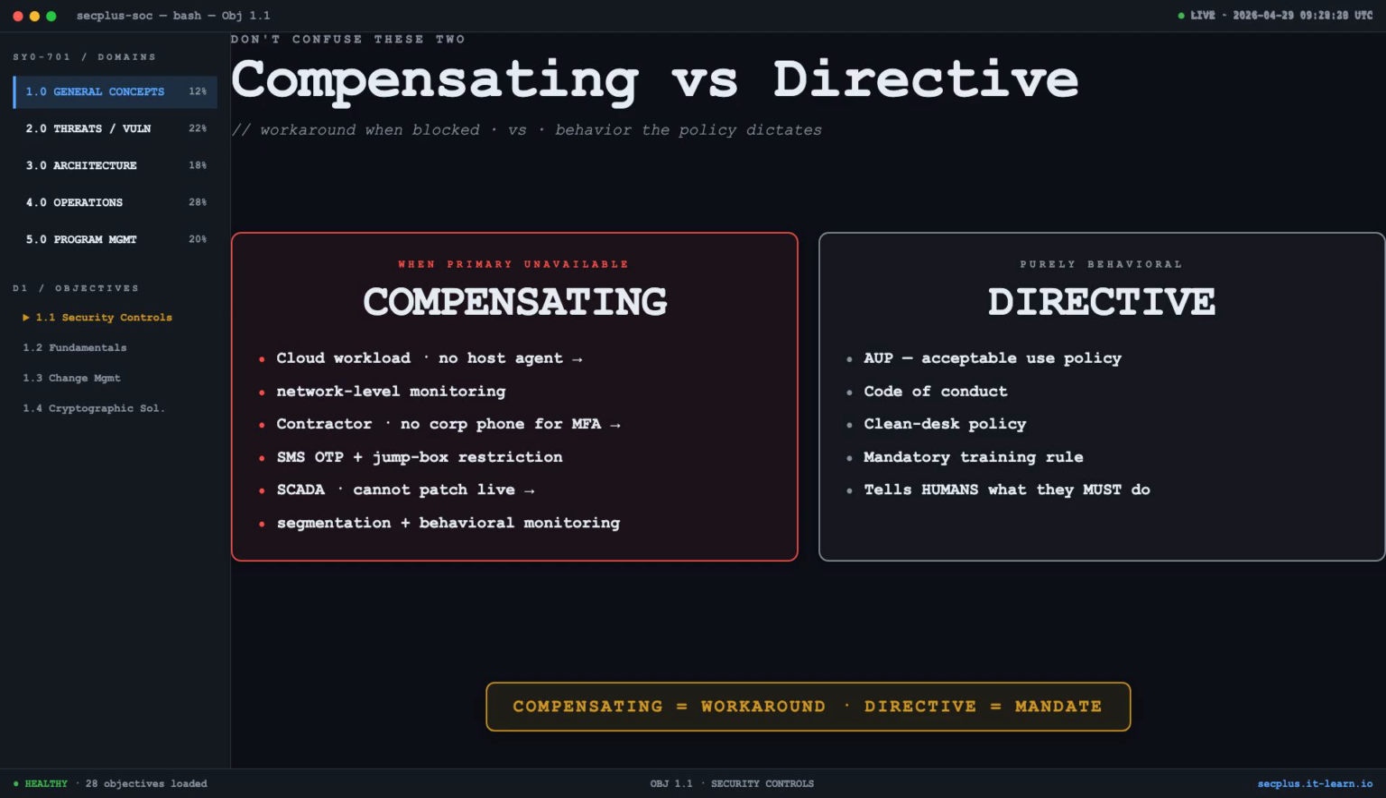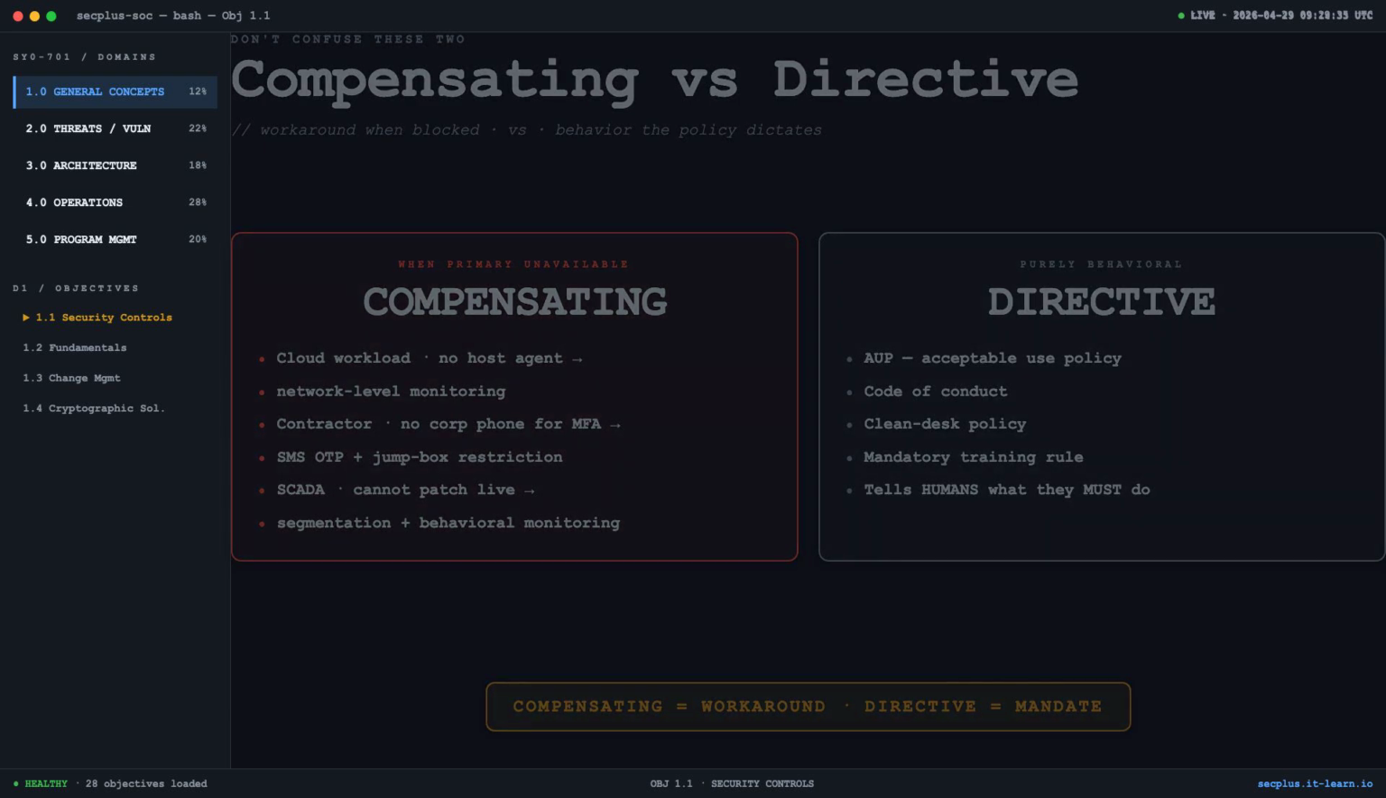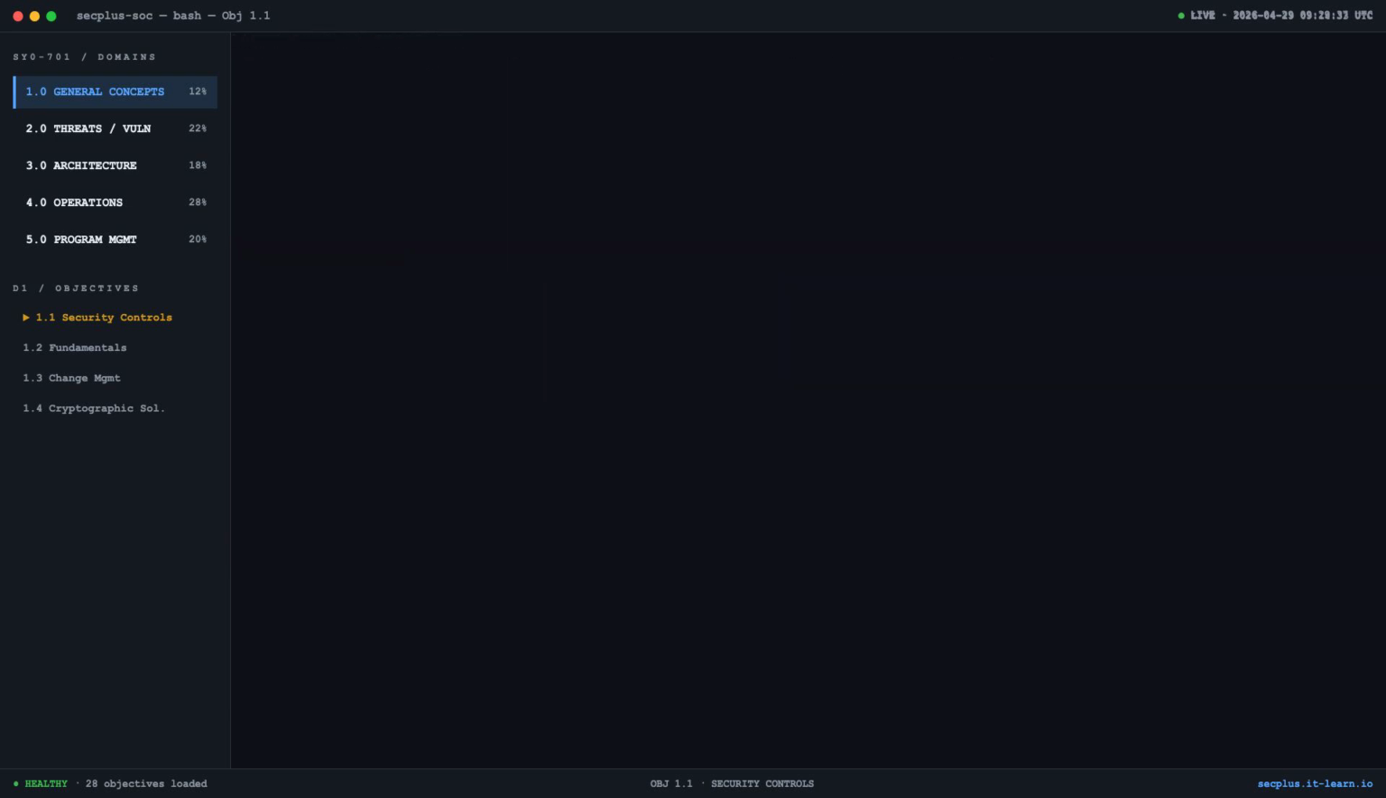The SCADA controller that cannot be patched without taking the plant offline. The team compensates with strict network segmentation and behavioral monitoring. The keyword stays the same, cannot. Whenever the question describes something that cannot be done the right way, compensating is your answer. Here is what goes into your exam runbook.